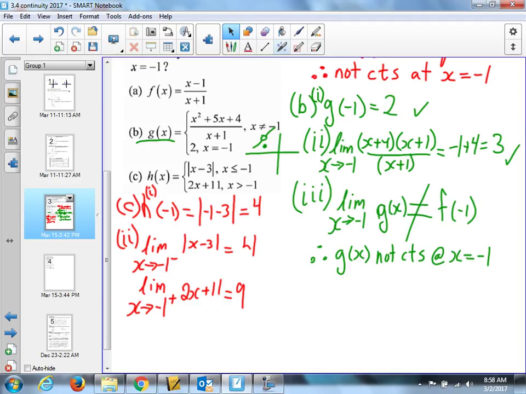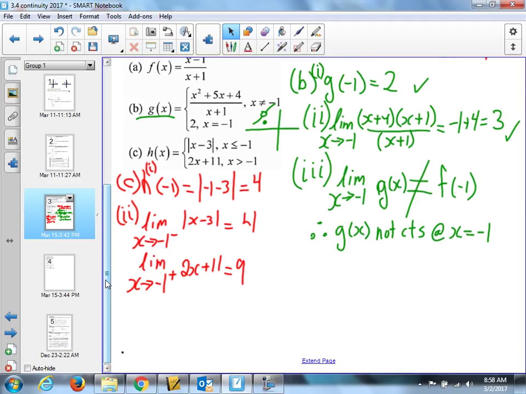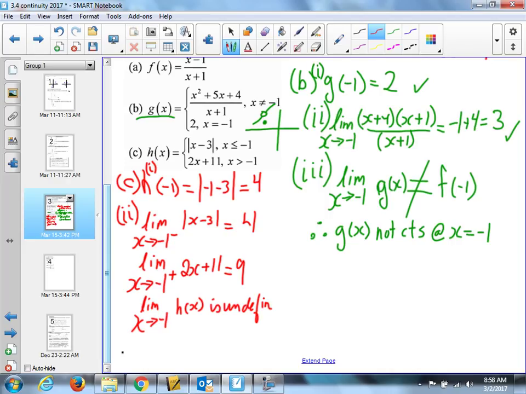Okay. So then that means the limit doesn't exist. The limit of x approaching -1 for the function h of x is undefined. Therefore, h of x is not continuous.